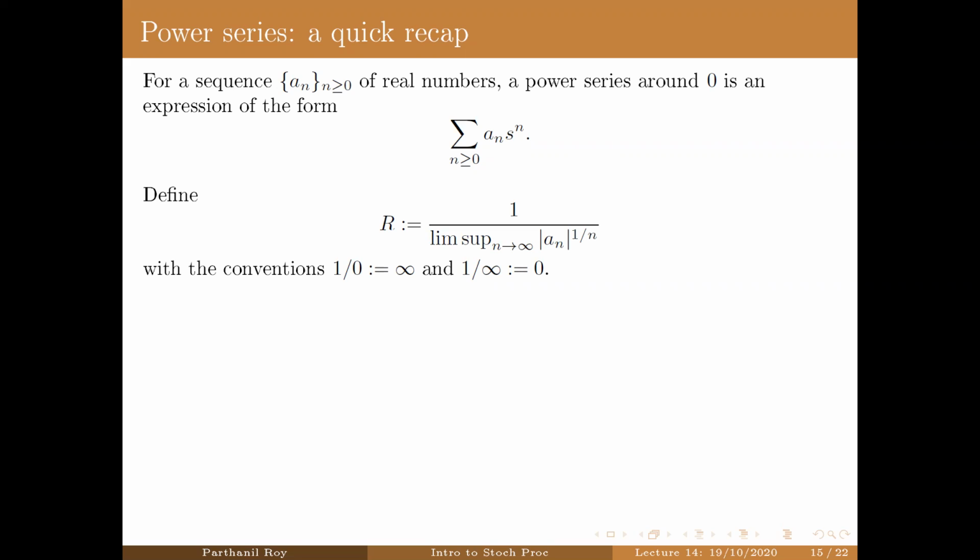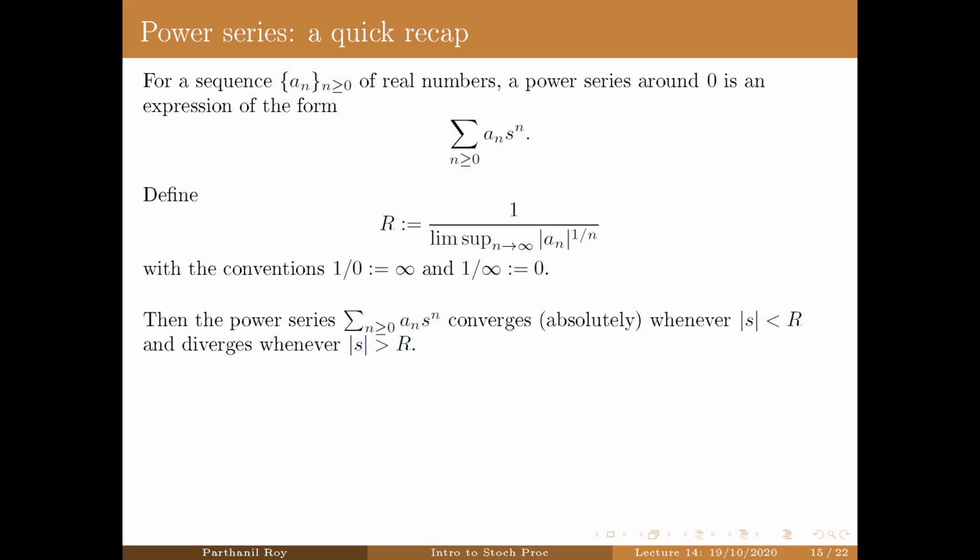Now define R to be 1 over lim sup as n goes to infinity of |a_n|^(1/n). Now, of course, you have to use the convention. This lim sup may be 0. If it is 0, then we'll define R to be infinity. On the other hand, if this lim sup is infinite, then we'll define R to be 0. Okay? So we are using the conventions that 1 over 0 is infinity and 1 over infinity is 0.